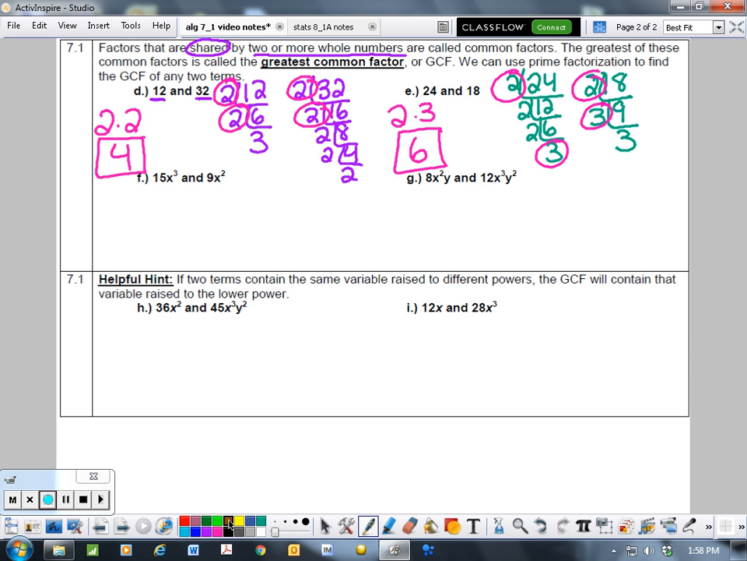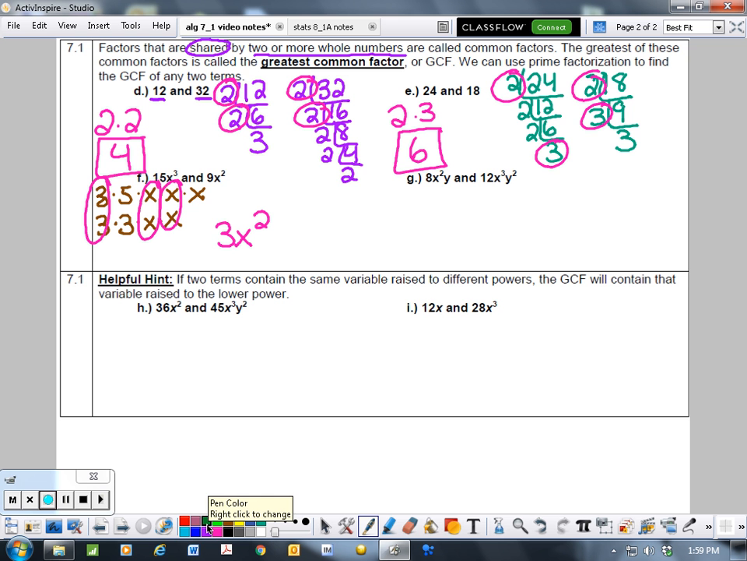Now we can also do this with polynomials. So 15 is really 3 times 5, and then we have 3 x's. Now 9 is really 3 times 3, and then I have 2 x's. So then I can say, okay, what do I have in common? I've got some 3s, I've got some x's, so my greatest common factor is 3x squared. And again, some people can look at it and just figure it out, but this is giving you a method.